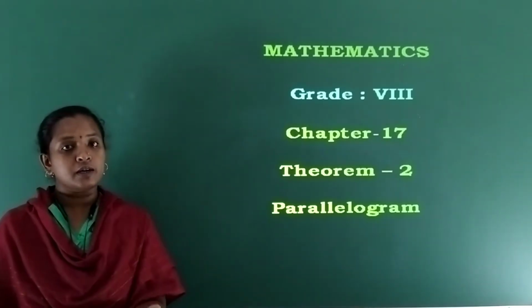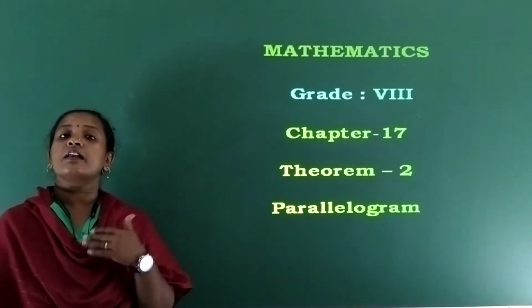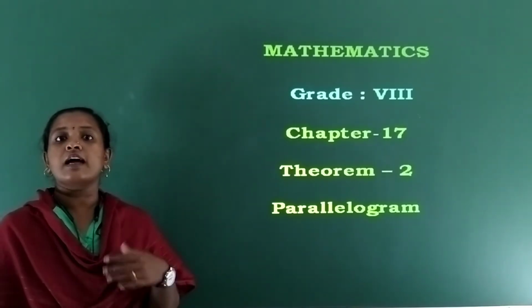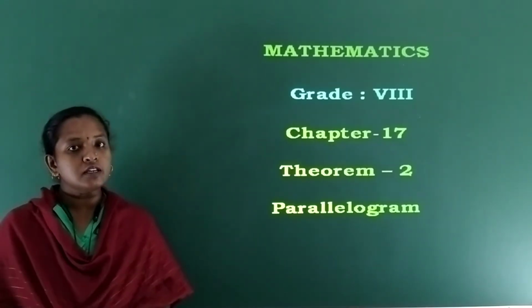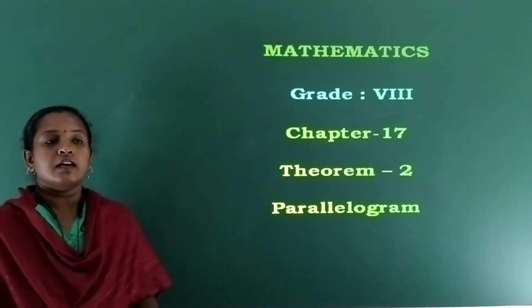Then I will go to theorem number 5, rectangle. Then I will go to theorem number 6, rhombus. Then I will go to theorem number 7, square. So in total you have to learn 5 theorems this year, children.